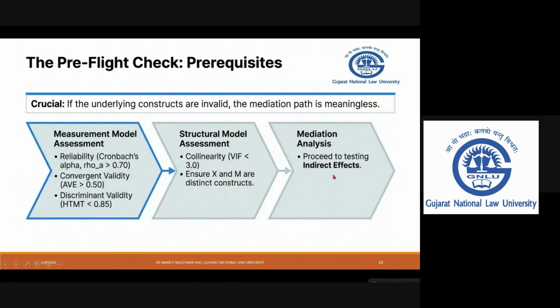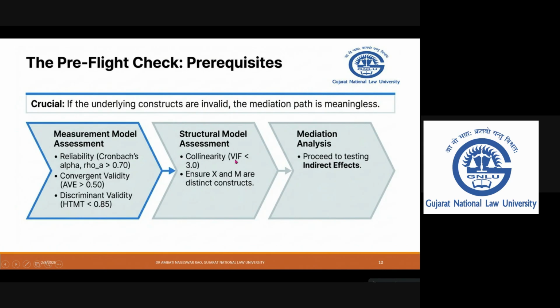Further, we are also not able to understand the role of the mediator as well. So first, we are going to conduct the measurement model. We have a couple of parameters to assess it. Construct reliability value should be greater than 0.70. Convergent validity should be greater than 0.50. Discriminant validity value should be less than 0.85.